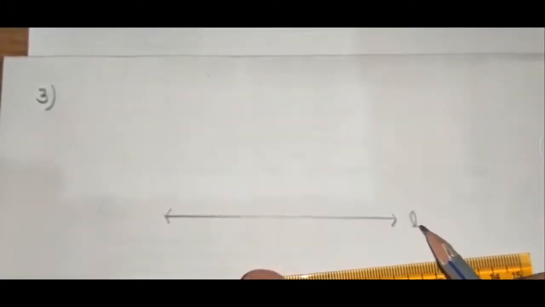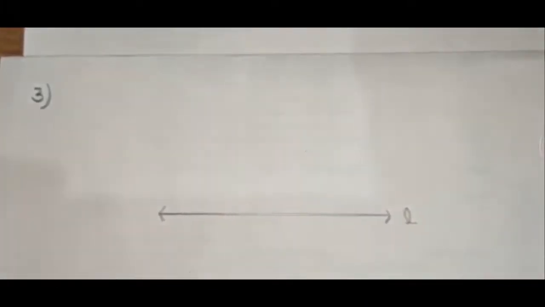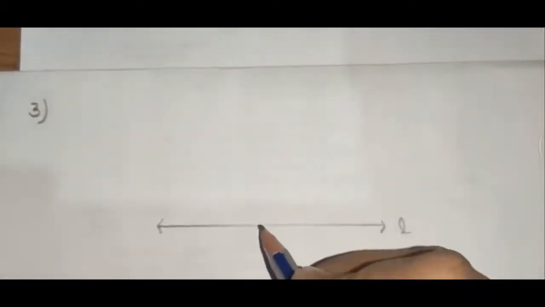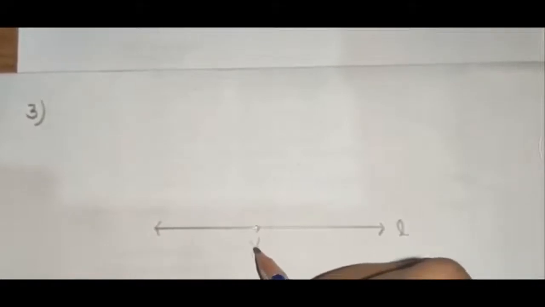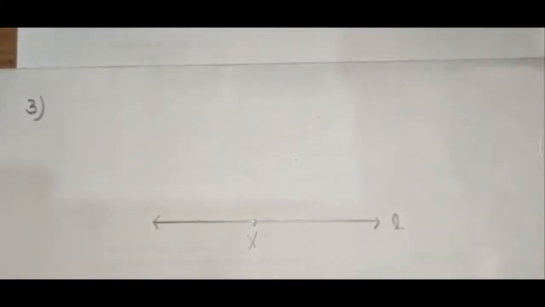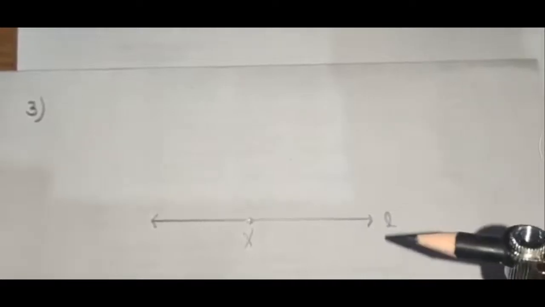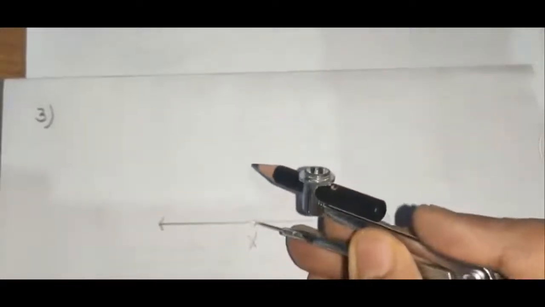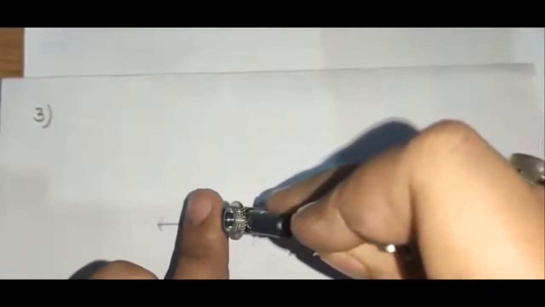Now this is line L, and on the line L take a point X on it, and through X draw a line segment XY perpendicular to L. So take a point X on the line L. So here we have taken a point X. Now through X draw a line segment XY which is perpendicular to L. So here we are drawing a perpendicular. Now you will draw a semicircle first.